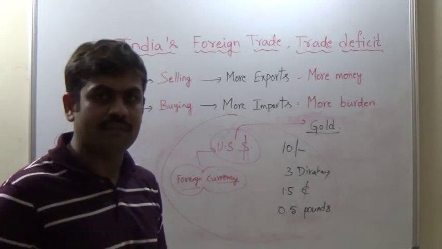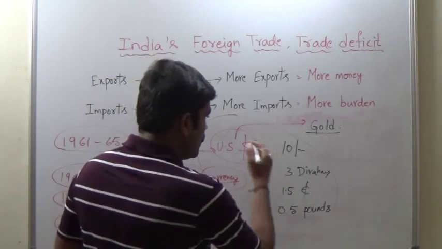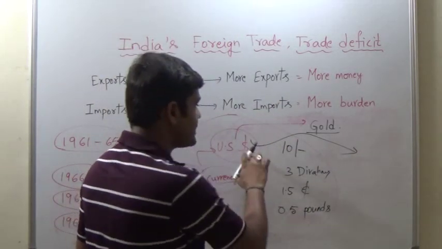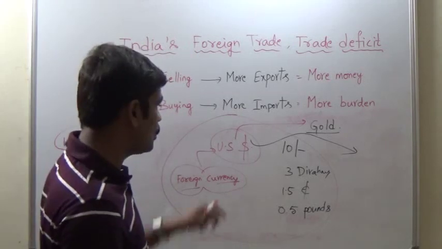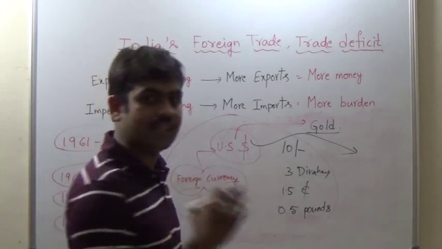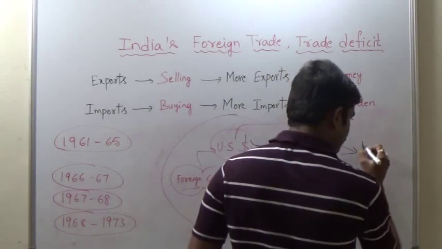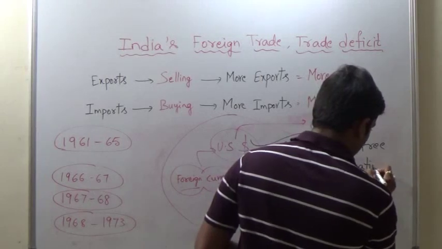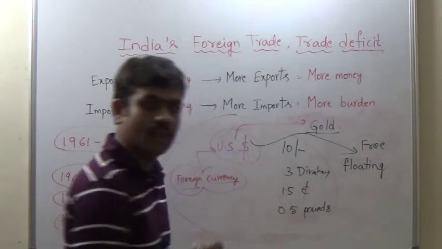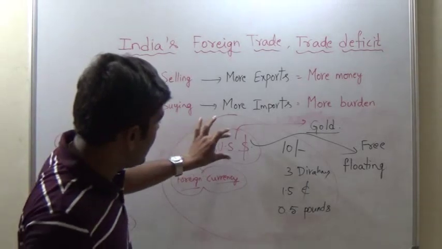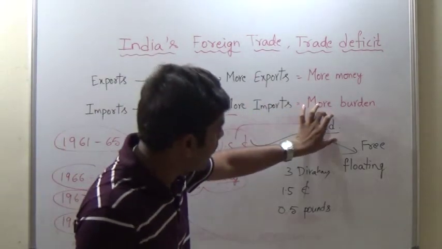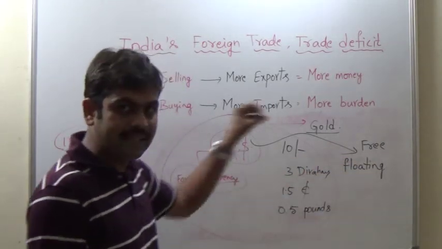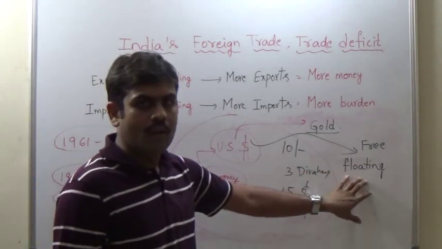Just before 72 and 73, USA came out of this process, and this itself allowed the US dollar to float against the other currencies. That is, the value of the US dollar, which was actually pegged, was now allowed to float freely. USA itself came out of this process.